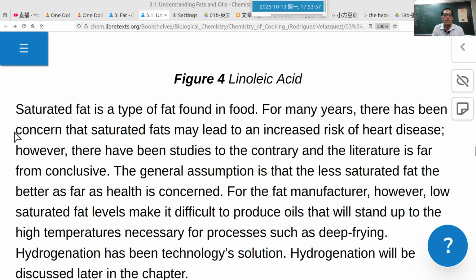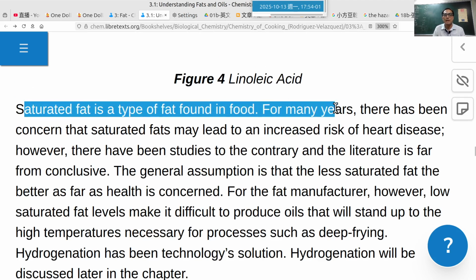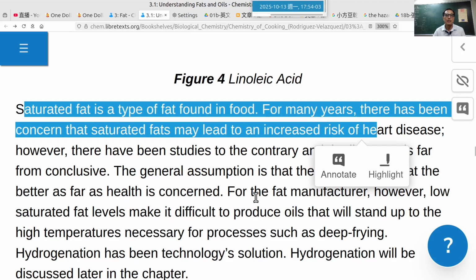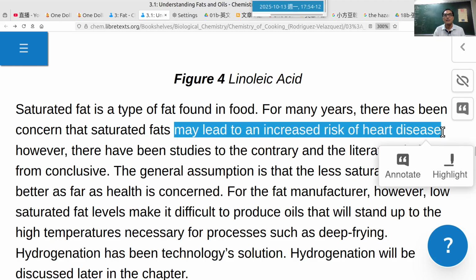Okay. Saturated fats are a type of fat found in food. For many years, there has been concern that saturated fat may lead to an increased risk of heart disease.